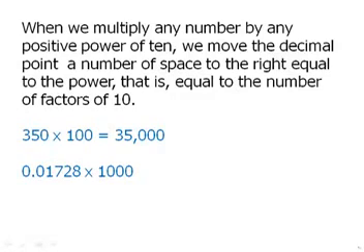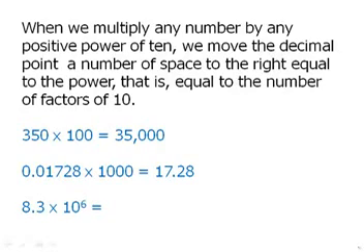0.01728 times 1,000. Of course, 1,000 is 10 to the 3rd. There are 3 factors of 10, so multiplying by 1,000 will move the decimal place 3 places to the right. It will wind up between the 7 and the 2, 17.28.